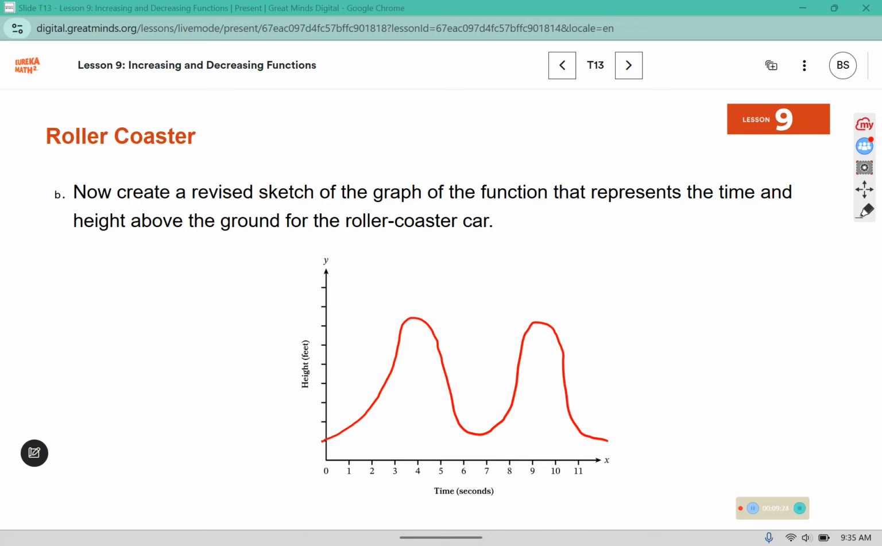So if you drew 2 loops in part A, it says to create the revised version of the sketch of the graph of the function that represents the time and height above the ground for the roller coaster car, which just means if you made a mistake and did the 2 loops in part A, revise your sketch to draw it constantly moving forward in time.